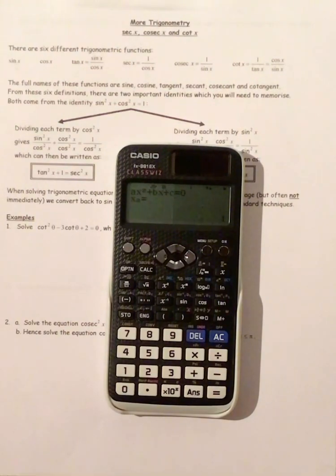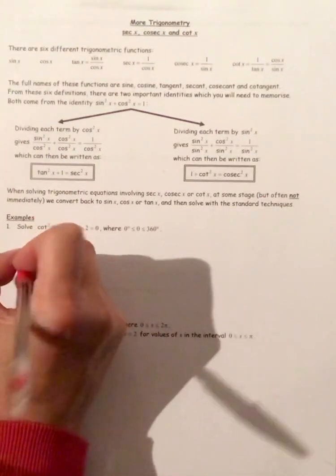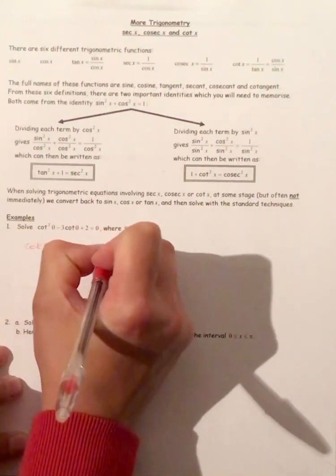Remember, you could also factorise that. It would factorise to cot theta minus 2, cot theta minus 1, and then you can get your 2 and your 1. So it's up to you whether you do it manually or do it on a calculator. So we've got cot theta equals 2 and cot theta equals 1.